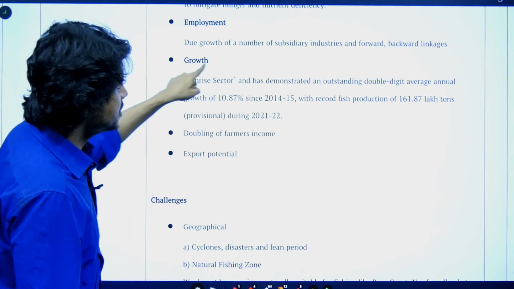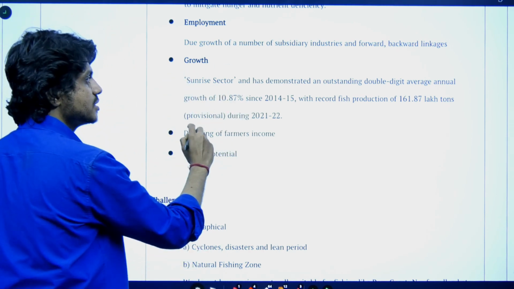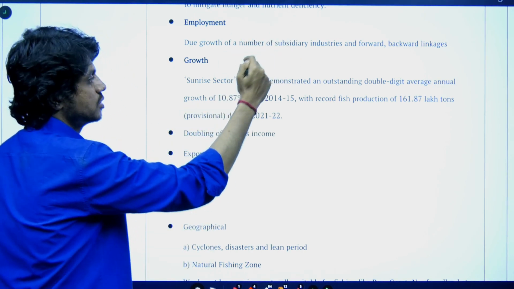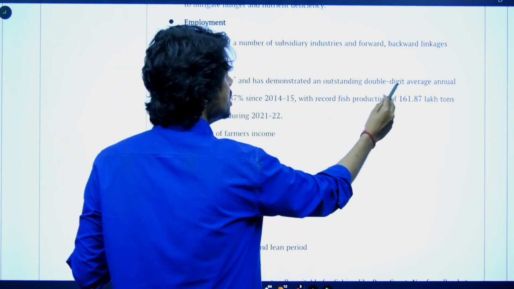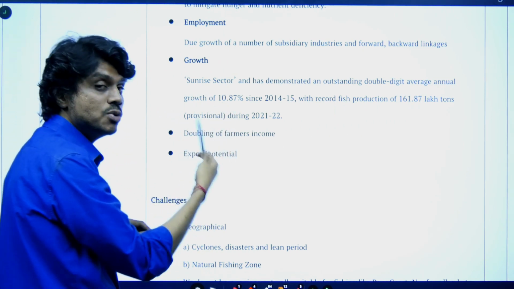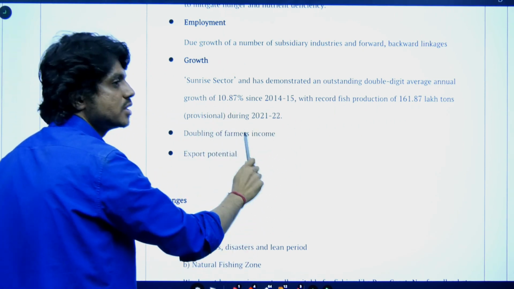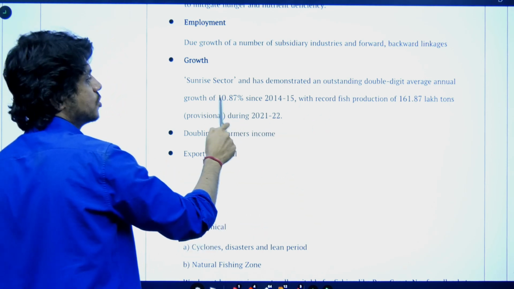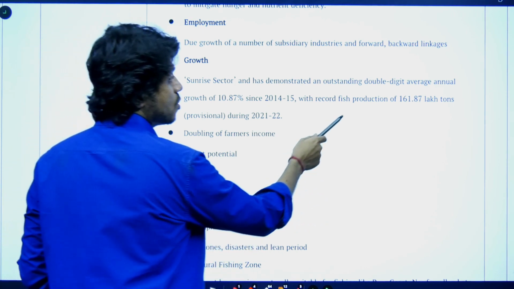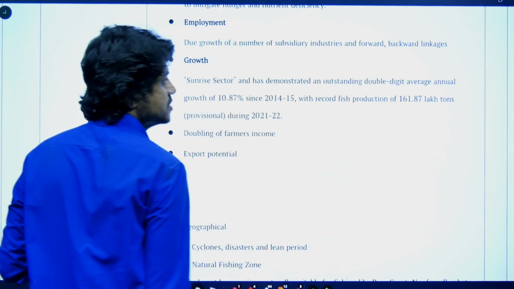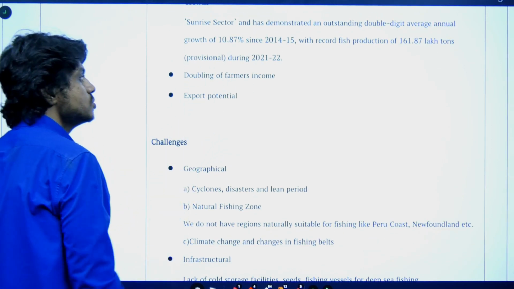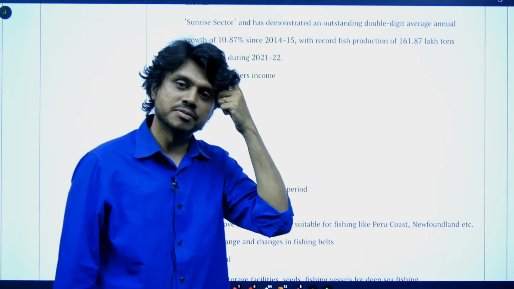Sunrise sector, this is a keyword. The fisheries sector is a sunrise sector, meaning a sector that has very huge potential for growth, and has demonstrated an outstanding double-digit average annual growth of 10%. Very good growth. Very few sectors can show such kind of potential. 10% growth rate since 2014, with record fish production of 161 lakh tons. And this can also help us in doubling the farmers' income.